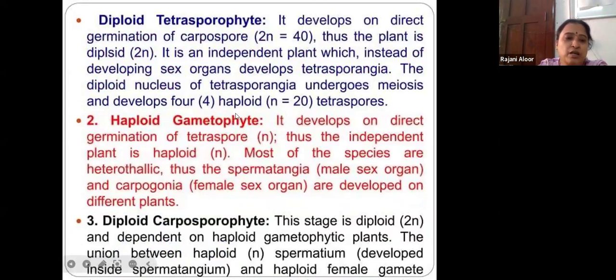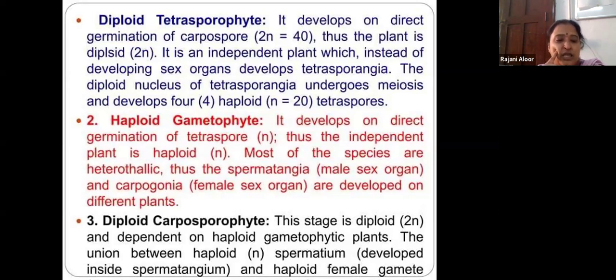Next one, coming to the reproduction in Polysiphonia. Polysiphonia reproduces by both asexual and sexual reproduction. Here, vegetative reproduction is absent. Two reproductions are present: sexual and asexual reproduction. Sexual reproduction is oogamous type.